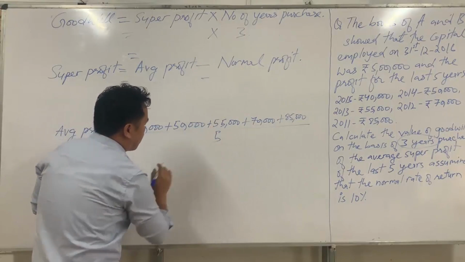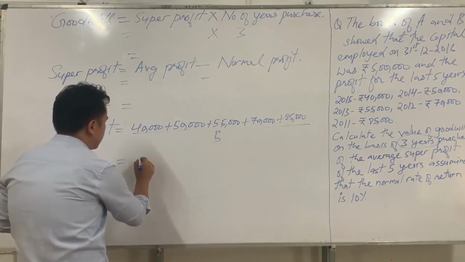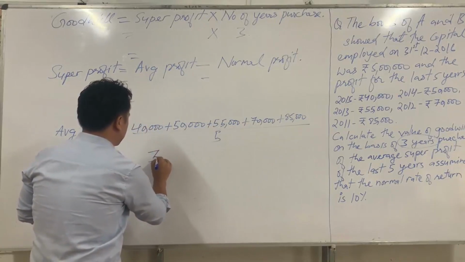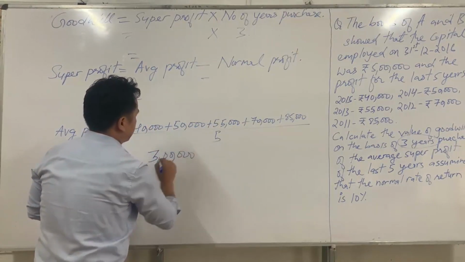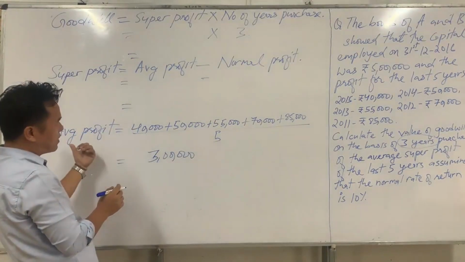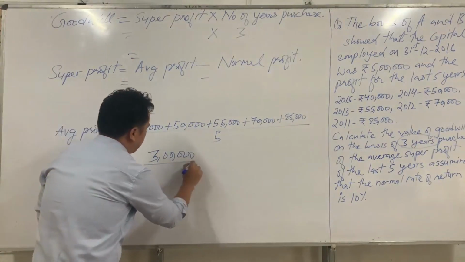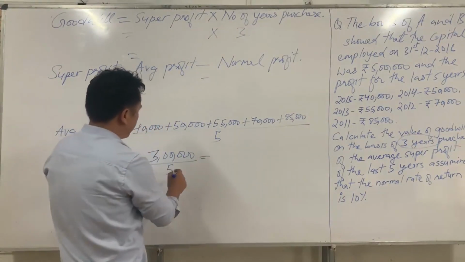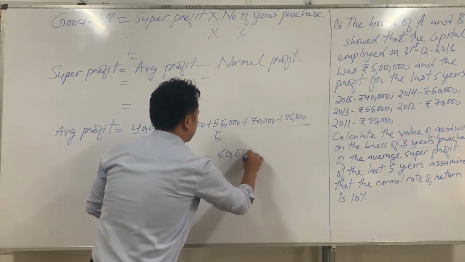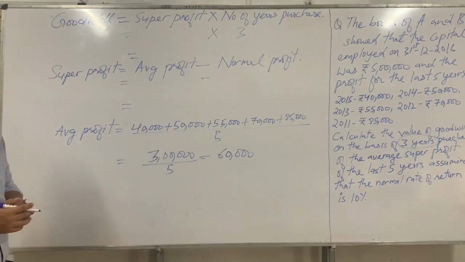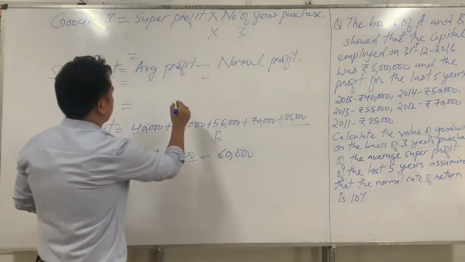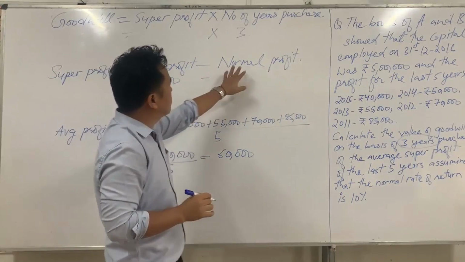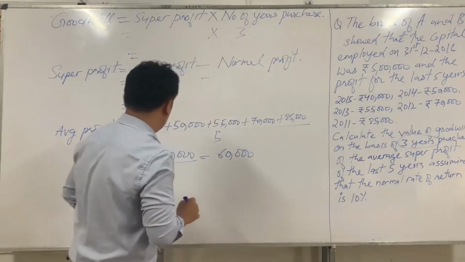If we add this profit, how much do we get? 40, 50, 55. We'll get 3 lakh. So the total profit of the past 5 years is 3 lakh, and it should be divided by 5. So what is the average profit of the firm? 60,000. So 60,000 is the average profit of the firm. Now we are going to calculate normal profit.